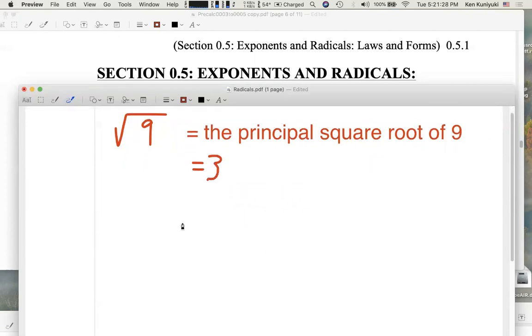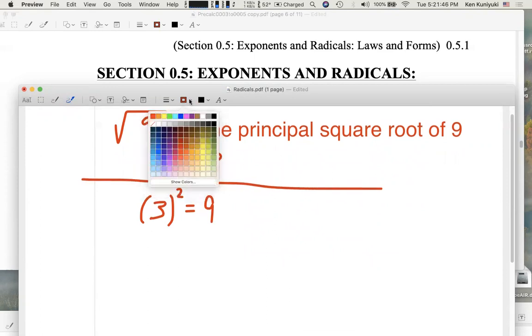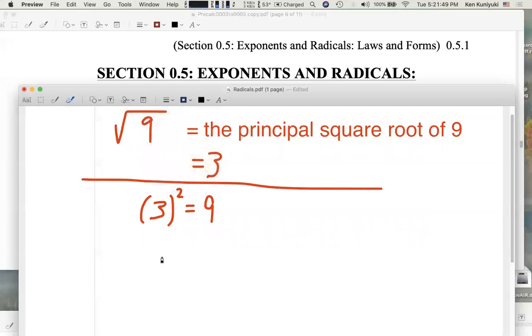And why is it positive 3? Because 3 has the property that when you square it, you get 9. 3 is the principal square root of 9 because when you square 3, you get 9. But now wait a minute. There's another number with the property that if you square it, you get 9. What other number? If you square negative 3, you also get 9. So you could say that both 3 and negative 3 are square roots of 9.